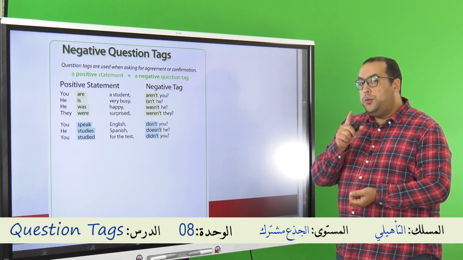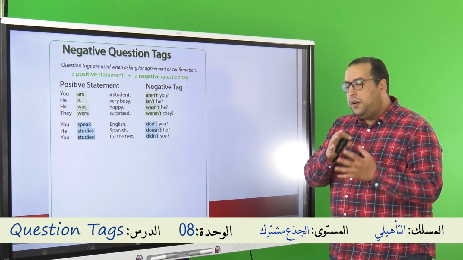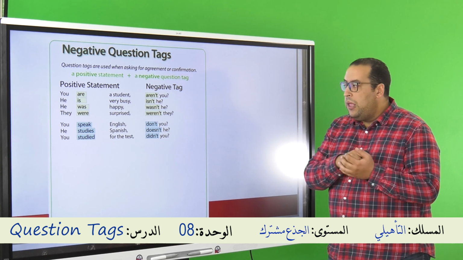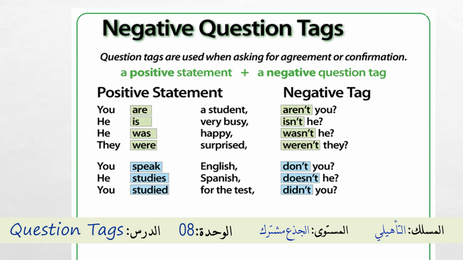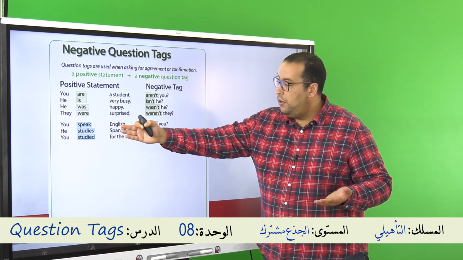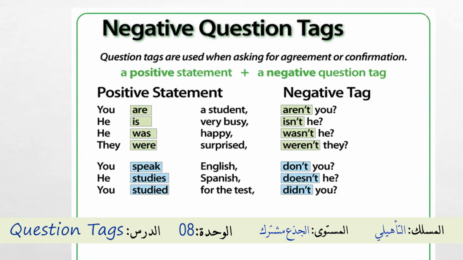So for instance, you speak English, but I am not sure if you speak English or not, or I still have some doubt, okay? So I say, don't you? Unlike what we have seen earlier with the verb to be, where we take to be and put it in the negative form: are, aren't, is, isn't, was, wasn't, were, weren't. We don't do it like this in the next category, because we have the verb not to be, so we use don't. You speak English, don't you?